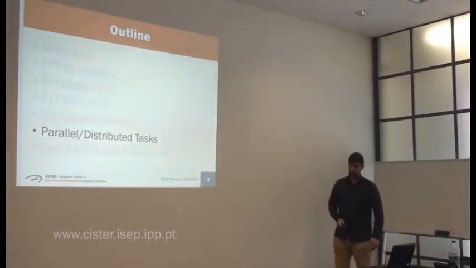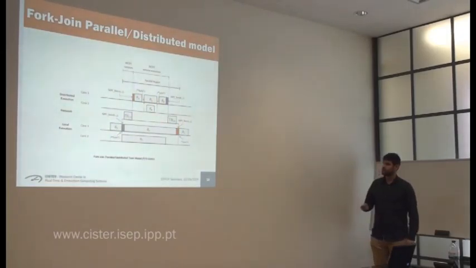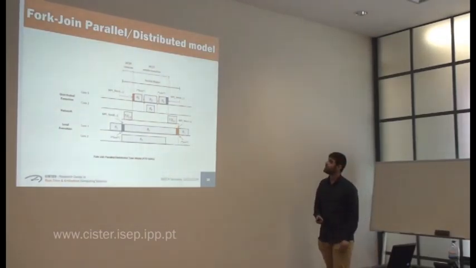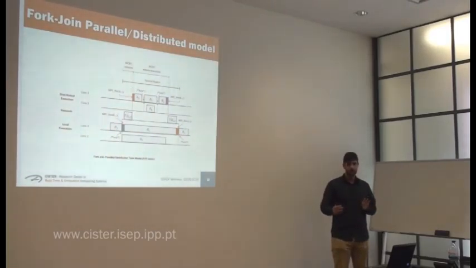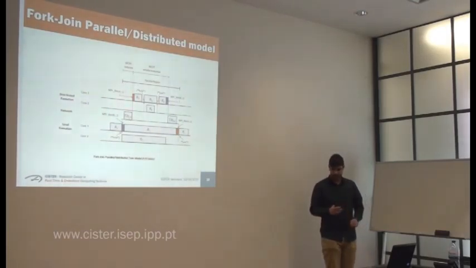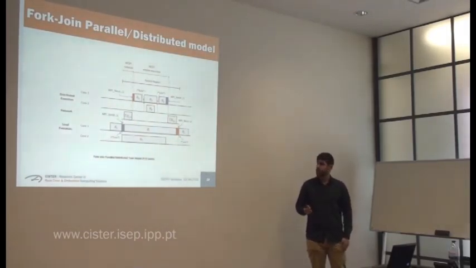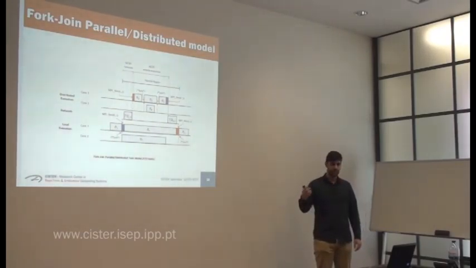Now I will talk about the fourth joint parallel distributed paradigm. Here we have a figure that explains the model in detail, but in general, in this paradigm, there is a local node that processes a task locally, and then has to send to remote nodes, in a distributed way, the other tasks that have to be processed remotely. The result of this processing is a response message that will be sent back to the local node.